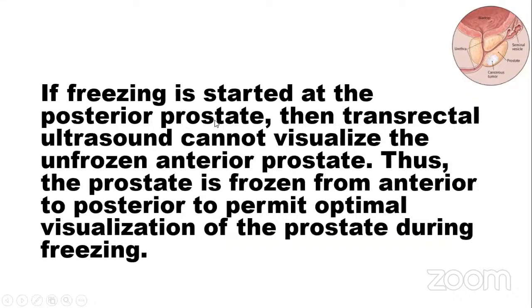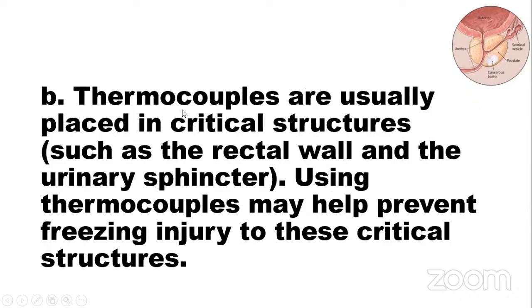If freezing is started at the posterior prostate, then transrectal ultrasound cannot visualize the unfrozen anterior prostate. Thus the prostate is frozen from anterior to posterior to permit optimal visualization of the prostate during freezing. Thermocouples are usually placed in critical structures such as the rectal wall and urinary sphincter. Using thermocouples may prevent freezing injury to these critical structures.